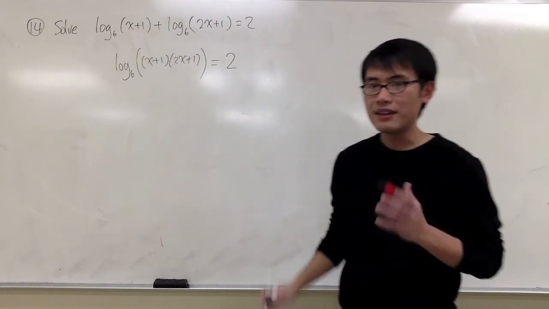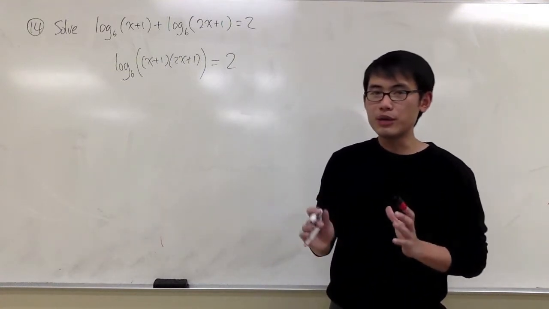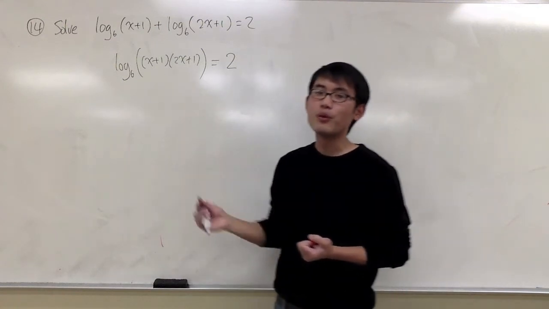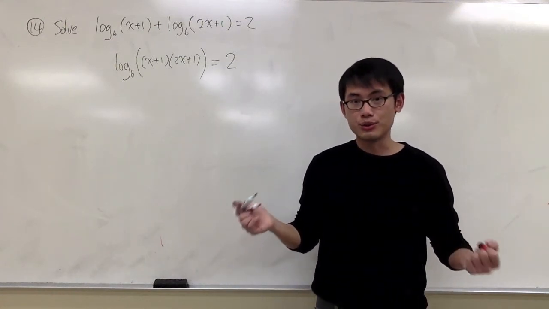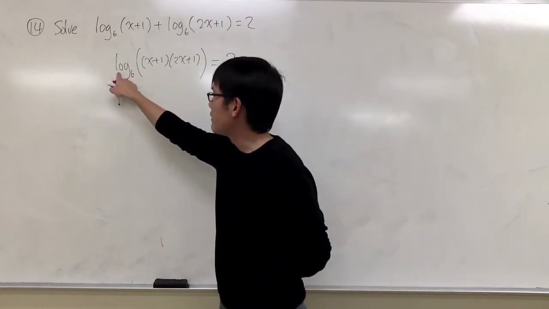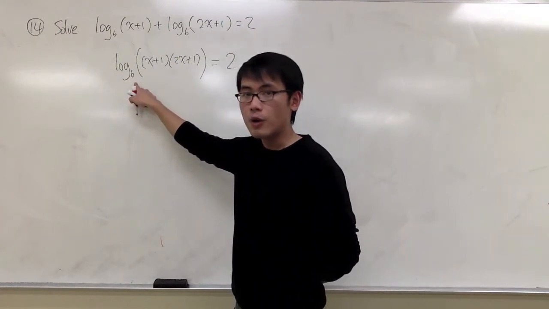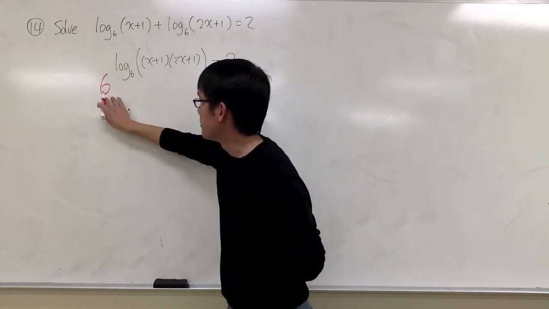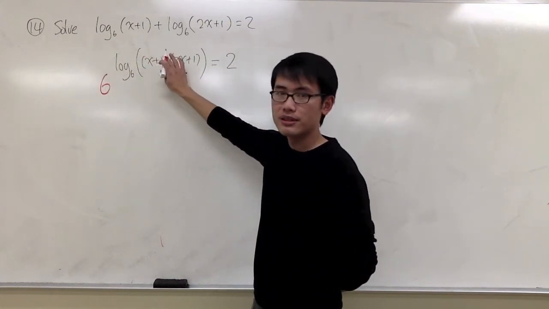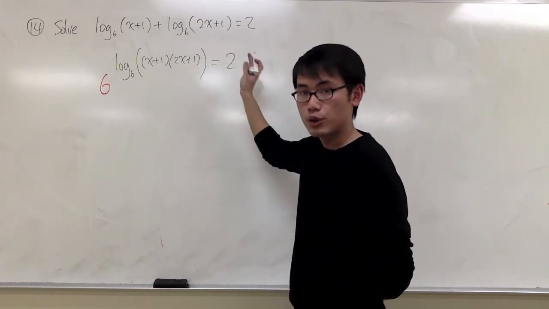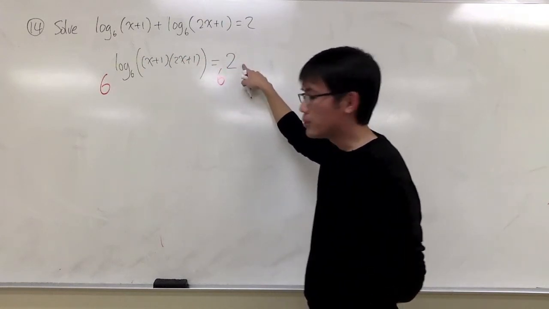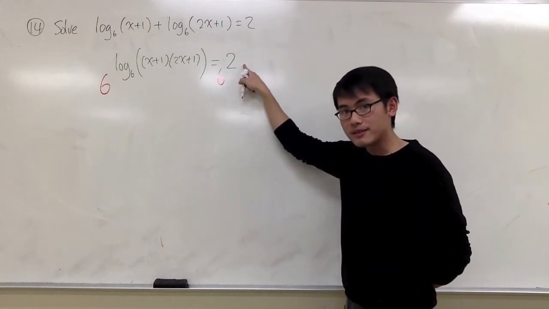And now, we have the log by itself. The way to get rid of the log is to use exponents. We have to change this to the exponent form. And I recommend you guys do this. I see that I have log base 6, so I will take the base 6 and write it down as the base. That is the exponent. I will do that to the right hand side as well. I will write down 6 as the base, and the 2 as the exponent.